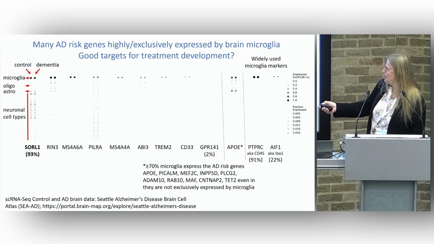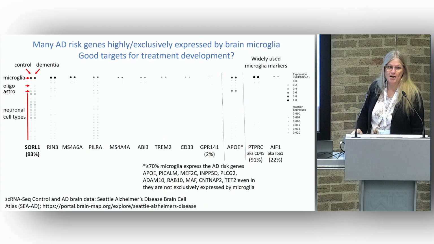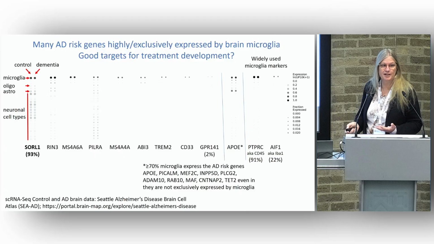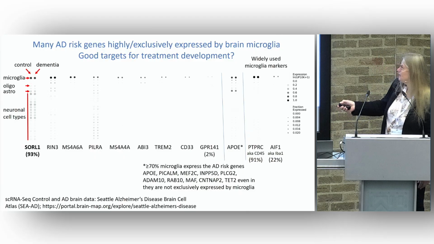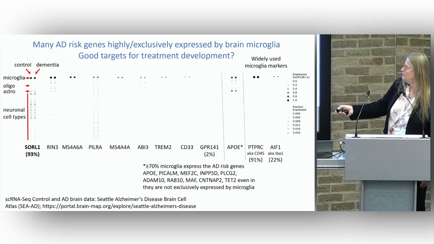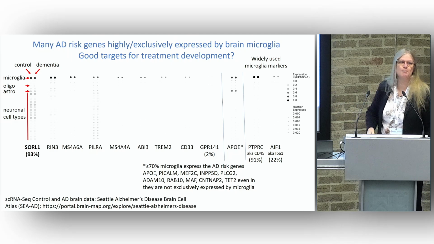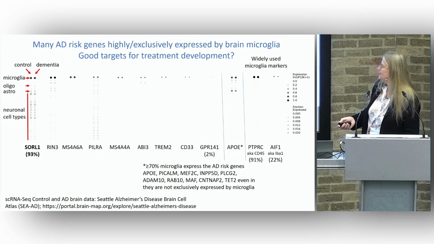And then these are the ones that are more highly enriched in microglia, but many other AD risk and protective genes are also expressed in more than 70% of microglia in this data set, but also expressed in other brain cell types as well.